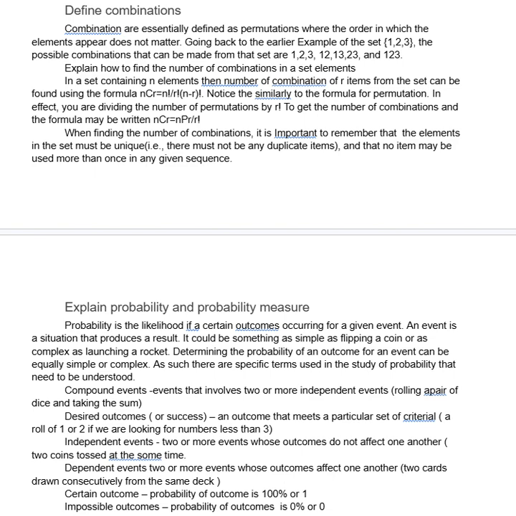Notice the similarity to the formula for permutations. In effect, you are dividing the number of permutations by r factorial to get the number of combinations, and the formula may be written as nCr equals nPr over r factorial.